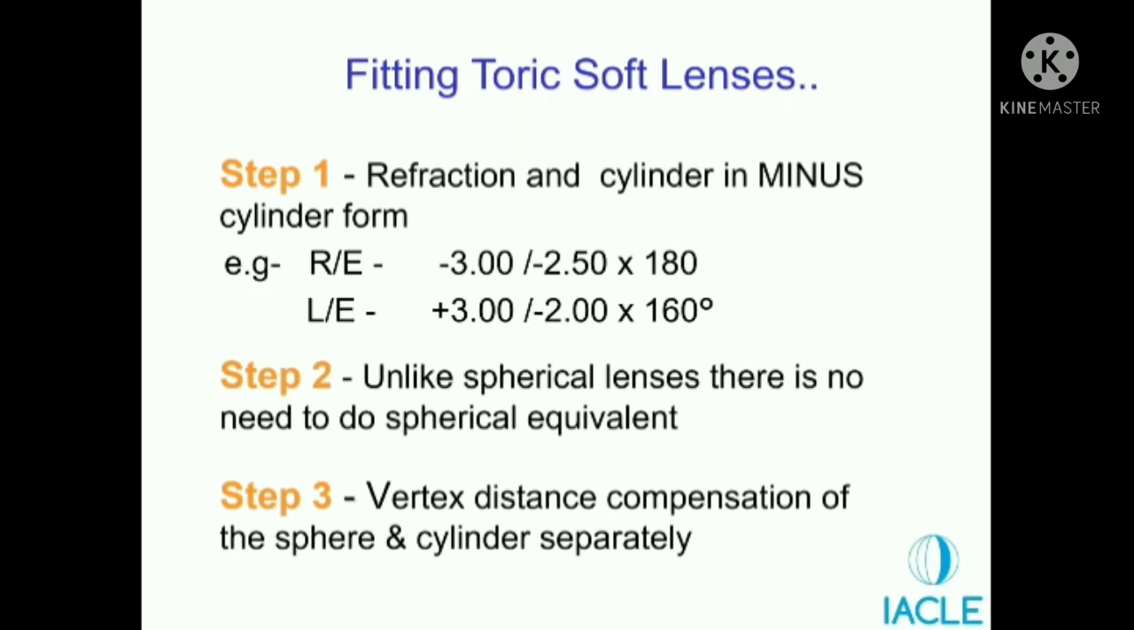Your -3 will be acting in one particular meridian. In the other meridian, the power which is acting will be -5.5. When you add 3 and 2.5, it will be 5.5. So let's take vertex correction separately and see what power we get.